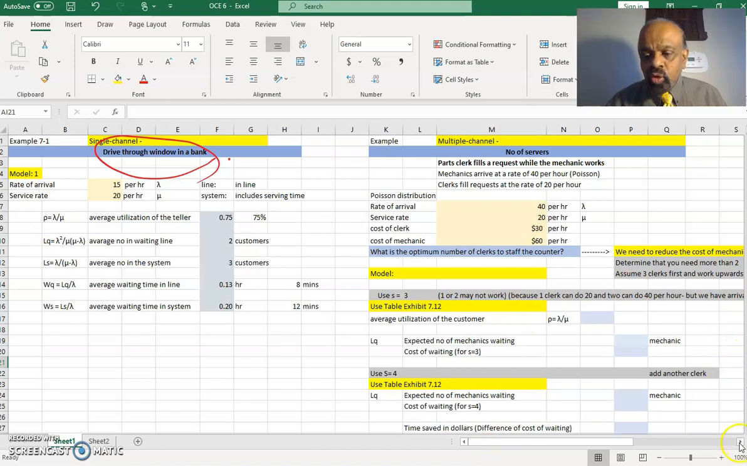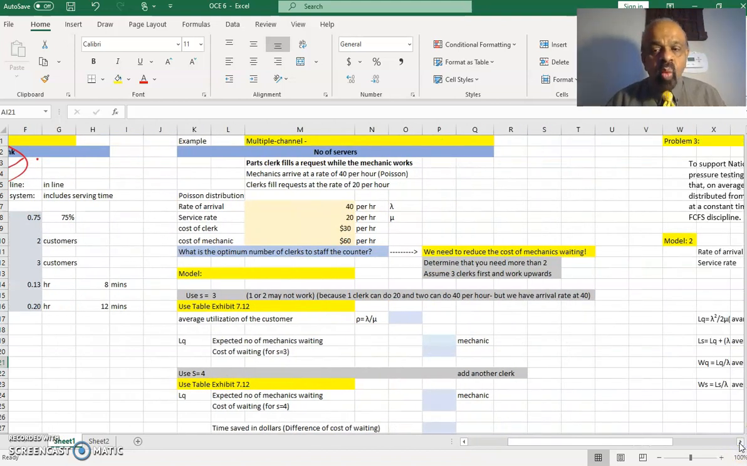Let's go to model 3, and we'll also discuss why it is model 3. A parts clerk fills a request while the mechanic works. Mechanics arrive at a rate of 40 per hour, which is given to you. Clerks fill requests at the rate of 20 per hour, which is also given. 40 is my lambda, 20 is my mu. The cost of hiring a clerk is $30 per hour. The cost of a mechanic waiting in line is $60 per hour. We need to find the optimal number of clerks to staff the counter.